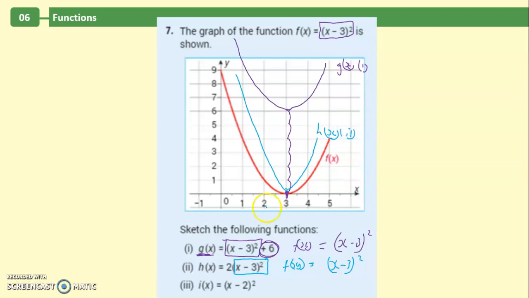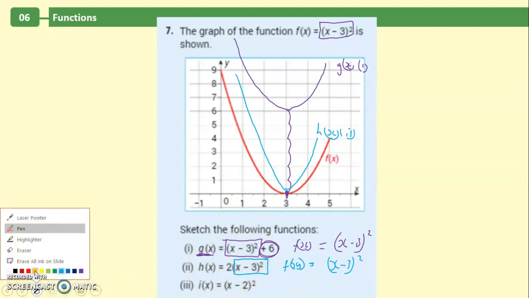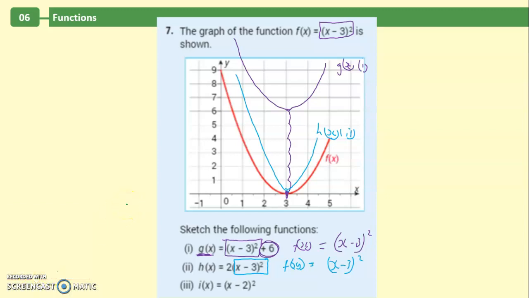Then lastly, I'm going to change the colour again, and we're going to look at i of x equals x minus 2 all squared. So I'm going to do it over here, part 3, i of x. So i of x equals x minus 2 all squared, and the original function f of x is x minus 3 all squared. We need to figure out how we got from the original function to the new function. So how do I get from minus 3 to minus 2?